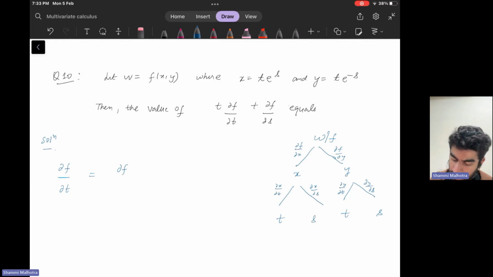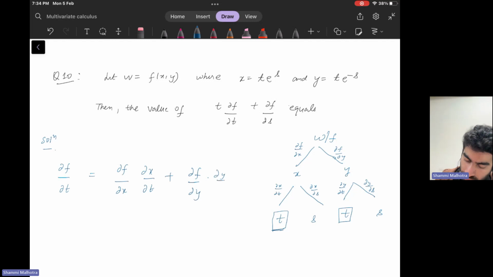So if I am differentiating with respect to t, I have to consider this branch, how this branch is coming. It comes all the way from here to here. I have to consider these values, so this will be del f by del x, and these values will be from the end of the tree where I'm getting t. So del f by del x times del x by del t plus del f by del y times del y by del t. That's the only two ways from which I can reach t at the bottom of this tree. So this is the value.